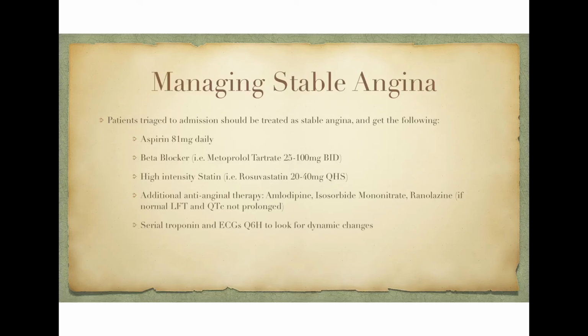In addition, these patients should be getting serial troponin levels and ECGs to look for dynamic changes that would warrant you to step up the therapy and potentially take them for catheterization. Order a transthoracic echo to look at their ejection fraction and look for wall motion abnormalities. And order an appropriate stress test as necessary.